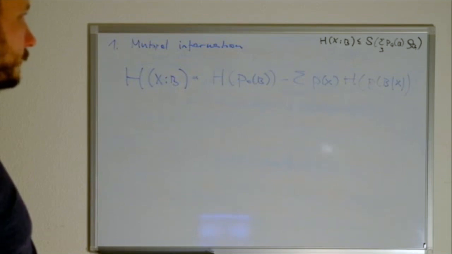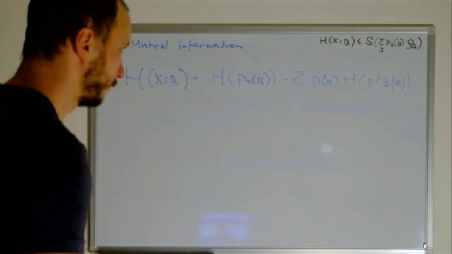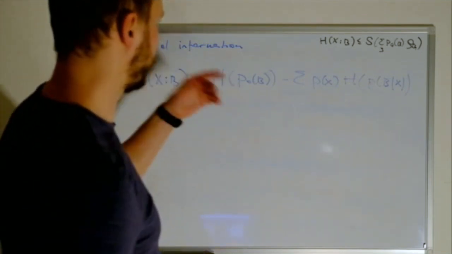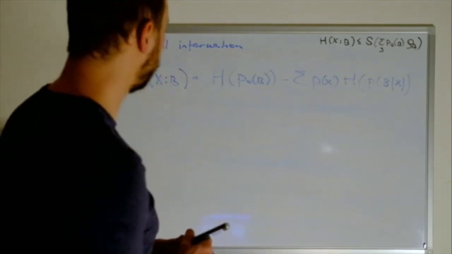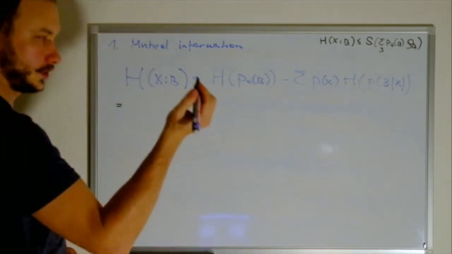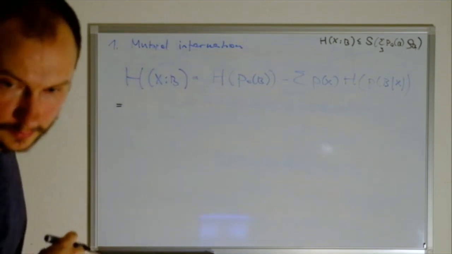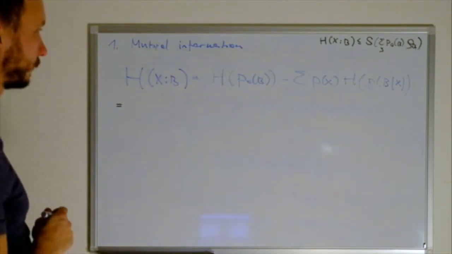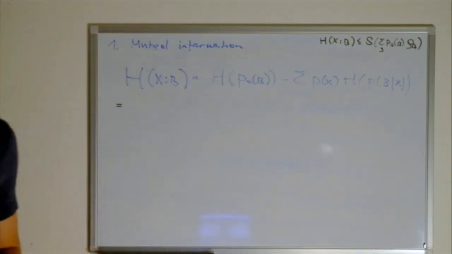So, how to do it? Well, let's write these entropies down explicitly. I changed the color because I think blue is less visible than black. I'll close the window as well, there is some music.